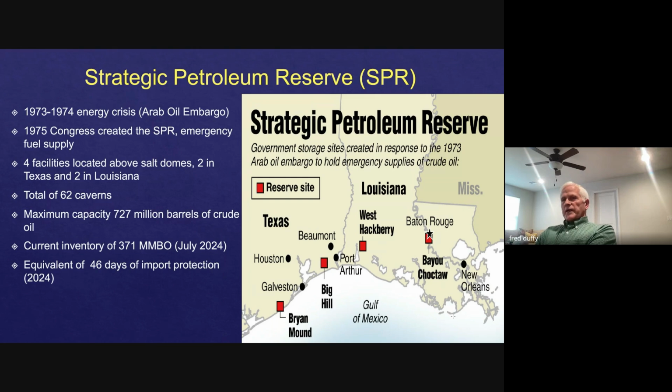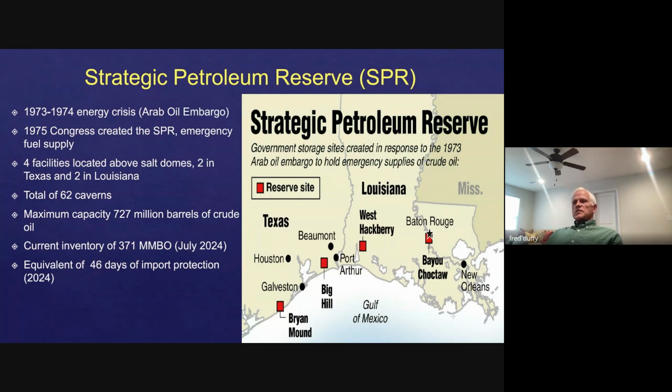Looking at the diagram, there are 4 of these Strategic Petroleum Reserve facilities in the United States. 2 are in Texas and 2 are in Louisiana. In Texas, starting from the left, the facilities there in the red square are Bryan Mound and Big Hill. Then you go into Louisiana, you have West Hackberry and the one in Baton Rouge.